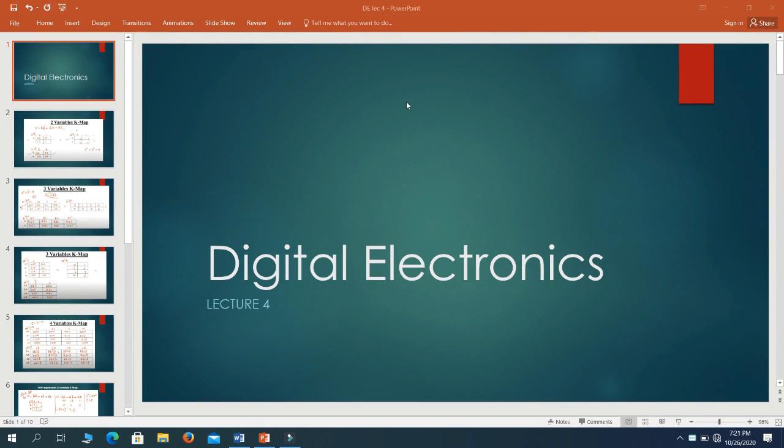Dear students, today is our fourth class on digital electronics. In the previous class, we talked about Boolean algebra and we discussed some basic formats of logic gates. In today's class, we will talk about simplification of logical combinations, or we will see how we can simplify a Boolean function.